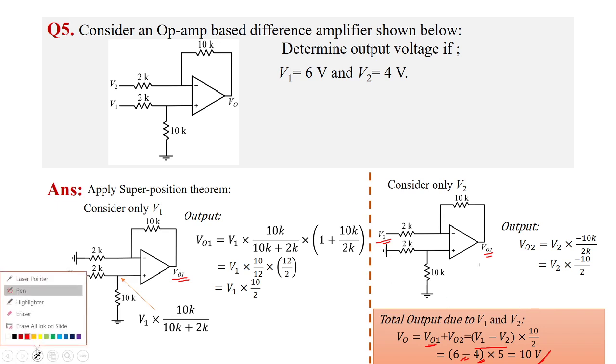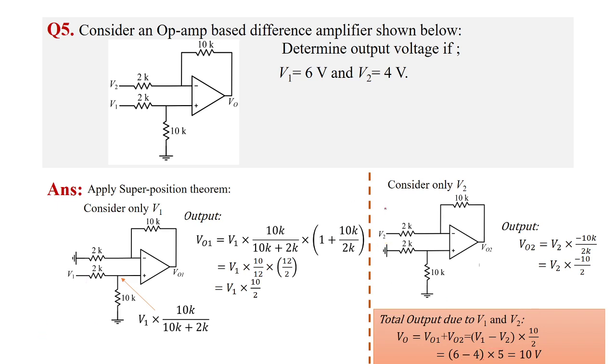So this is how we can solve this difference amplifier circuit, an op amp based circuit. It's very easy. We just need to apply the superposition theorem. Again, if there are a number of sources, we can apply the same procedure. Like if I have another resistance here and another resistance here, and I have applied some V3 here, V4 here.